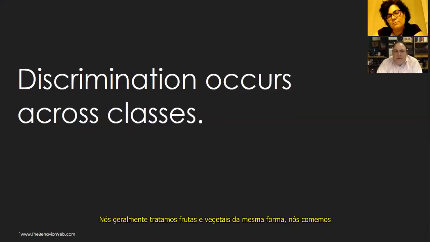So generalization occurs within a class. We tend to treat all fruits and vegetables the same way. We eat them. And discrimination occurs across classes. Could you imagine treating a cat the same way that you treat a cup of tea? Two very different stimuli, and one you pet and one you drink.